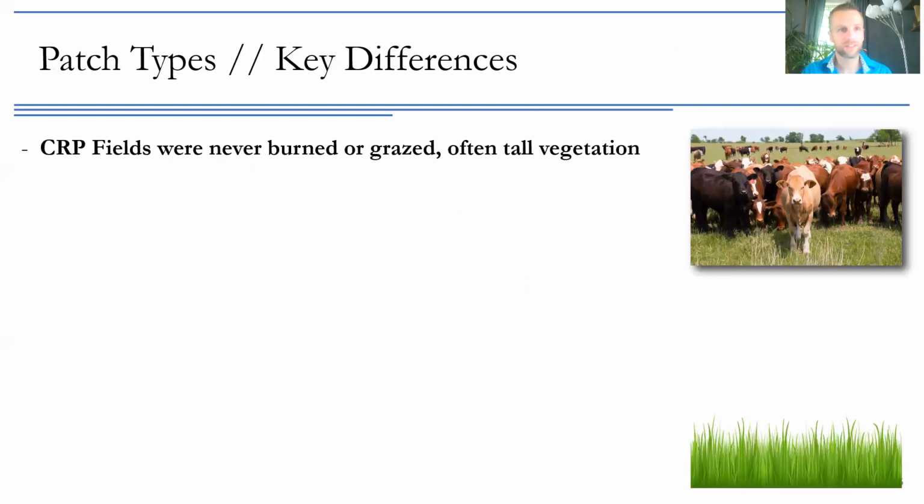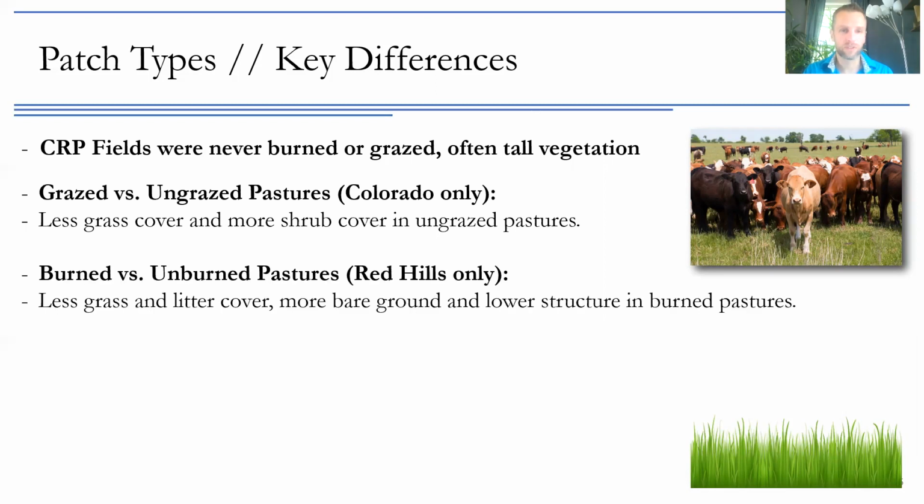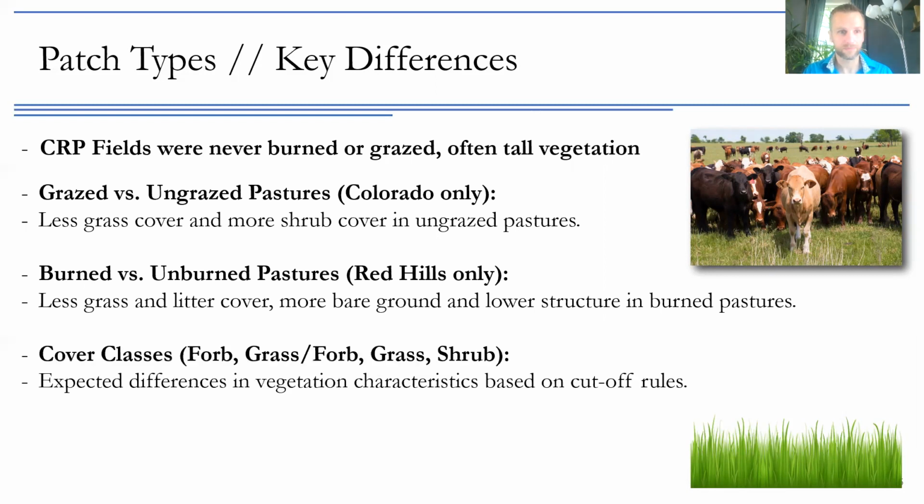First of all, some key differences among patch types. CRP fields were never burned or grazed, and they often had tall vegetation, especially in the western sites, taller than we found in pastures. When we compared grazed and ungrazed pastures, which is an anomaly in Colorado, we saw less grass cover and more shrub cover in the ungrazed pastures. Burned versus unburned pastures, we only had those in the Red Hills, and we saw less grass and litter cover, but more bare ground and lower structure in burned pastures, which makes sense.